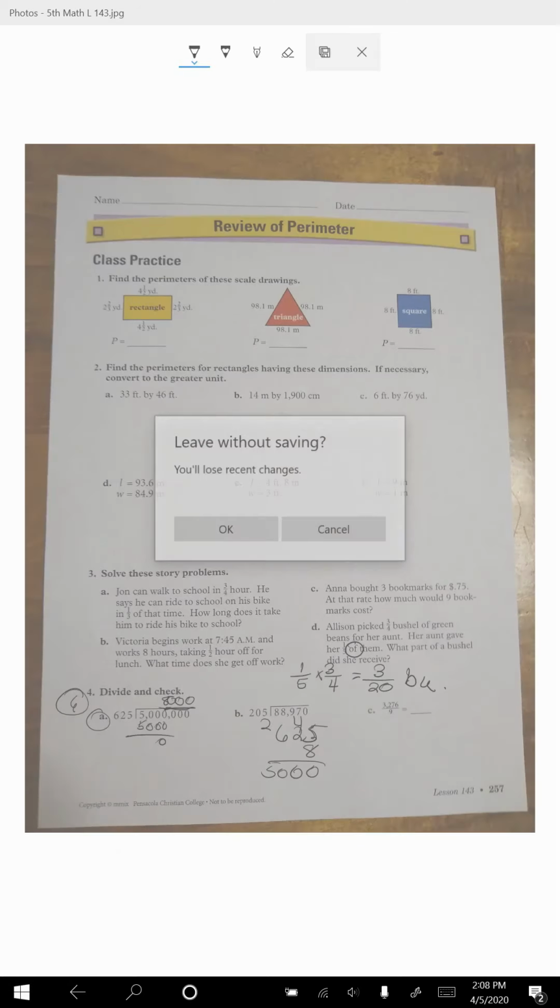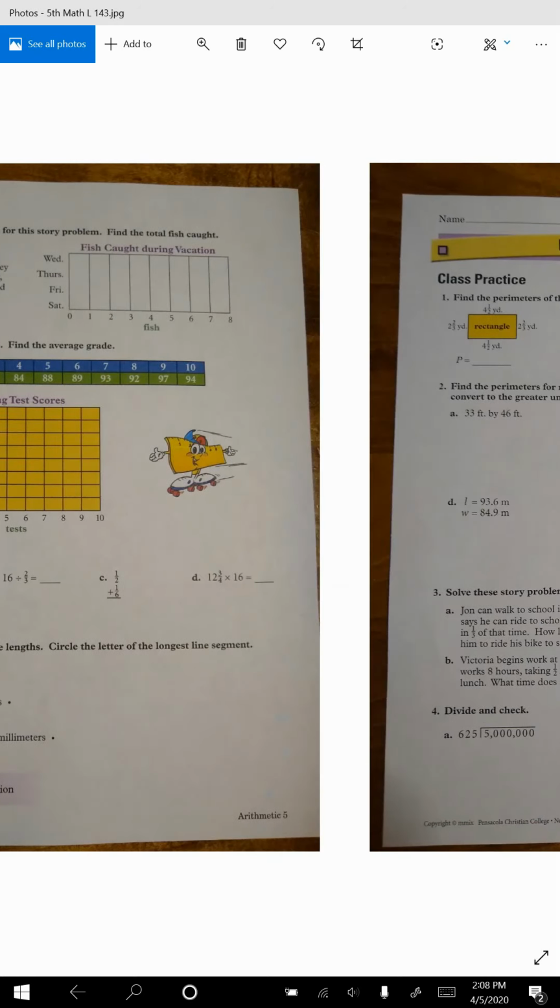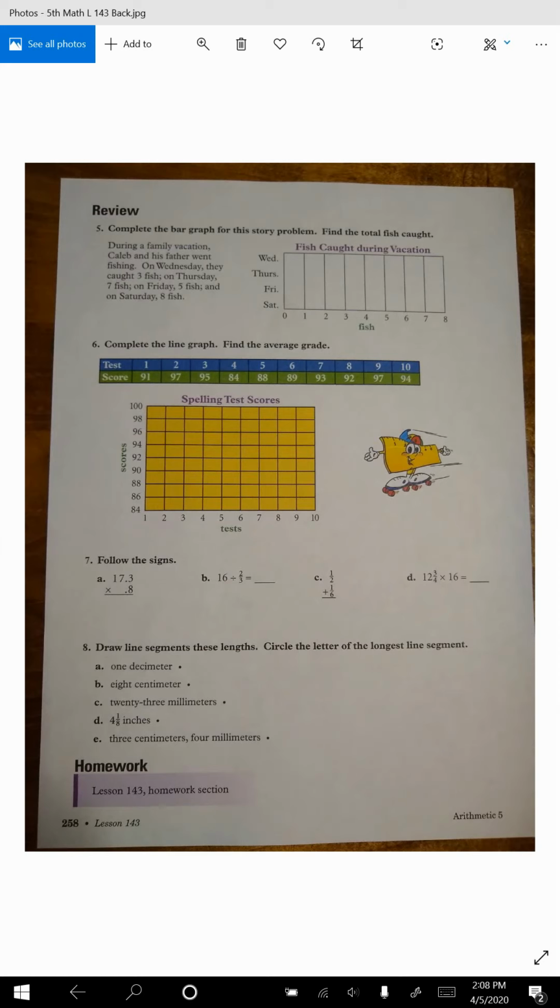All right, I'm going to find the next page. Let's see. This is the back. All right. This is your review. Oh boy, it's been a while since we've done these. So maybe I will work through these with you, just because I'm not there to answer your questions.